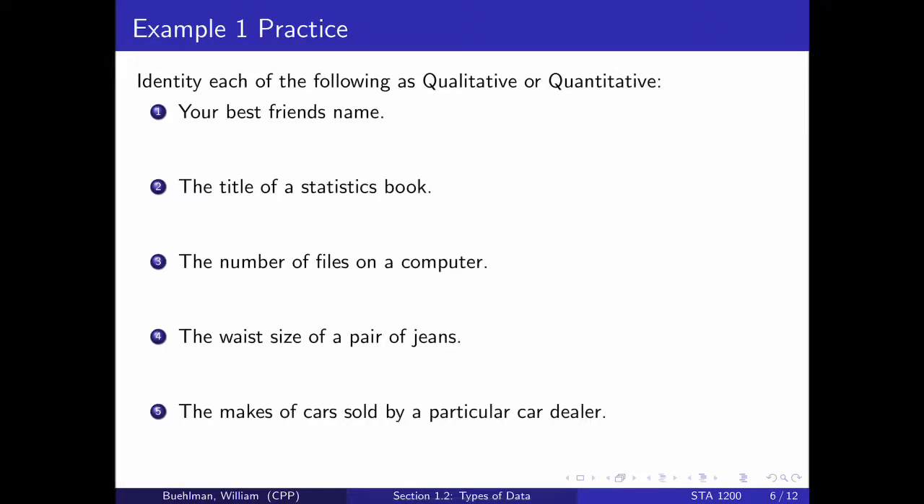So here we're going to have some practice for you guys. Right here, you're going to want to pause the video, fill in each one of these as qualitative or quantitative, and then come back and check the answer. The answers will be starting in 3, 2, 1.